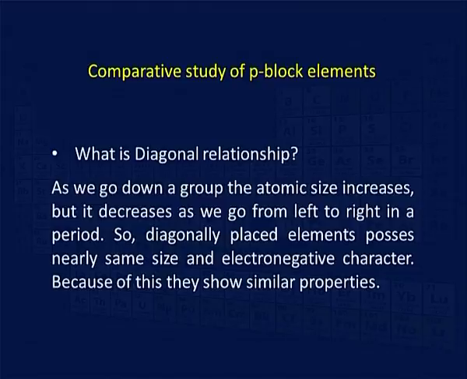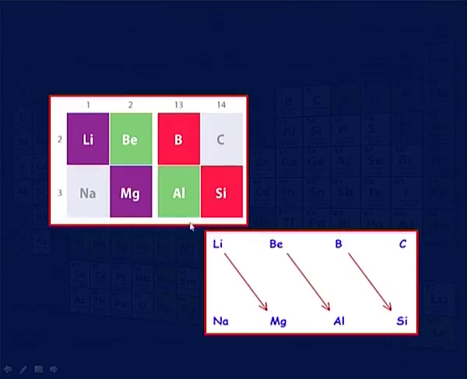As we move down a group, the atomic size increases, as I have discussed, due to the addition of orbitals on moving down, but it decreases when you go from left to right in a period. So, diagonally placed elements possess nearly the same size and electronegative character, just adjacent at the diagonal. Because of this, they show similar properties. This is the presentation for the diagonal relationship.